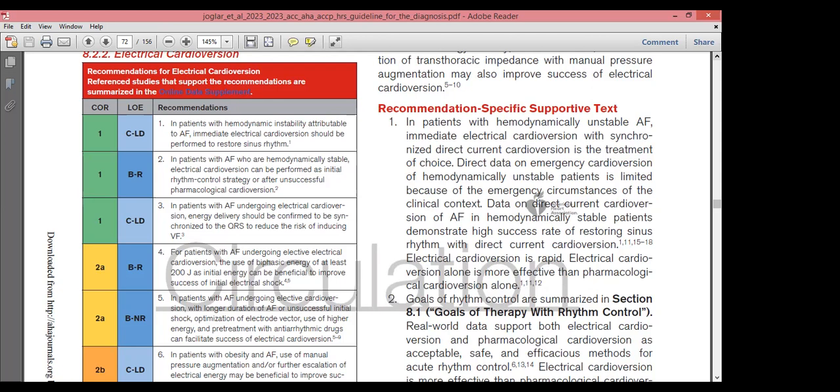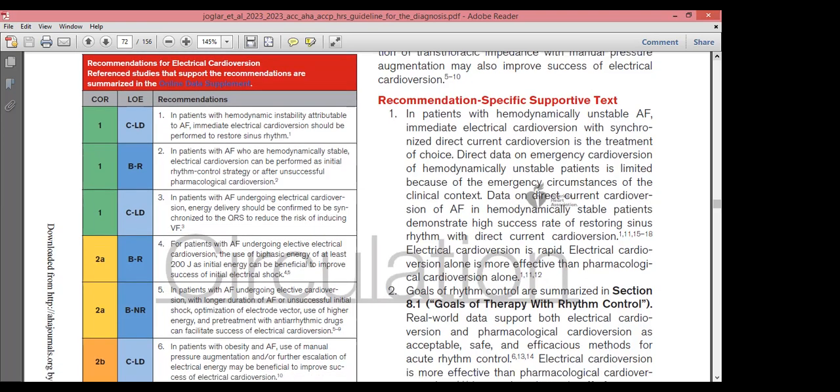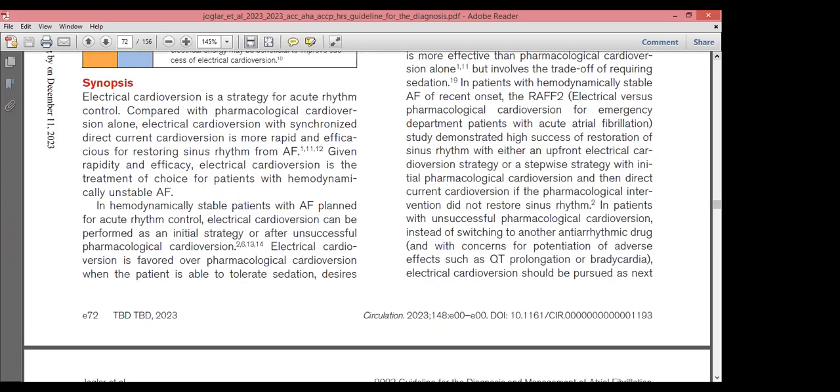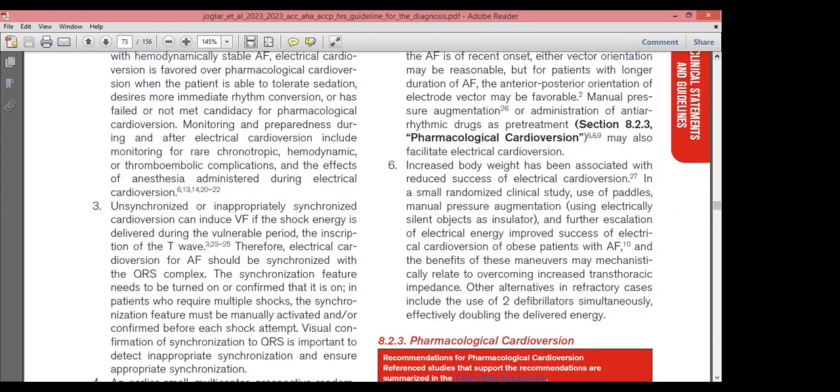Then also another class 1 recommendation in patients with AF undergoing electrical cardioversion, energy delivery should be confirmed to be synchronized to the QRS to reduce risks of inducing VT. I've said this earlier, it is a class 1 recommendation. So if you want to shock the patient, make sure you are delivering a synchronized DC to avoid VT. These ones are class 2 recommendation.